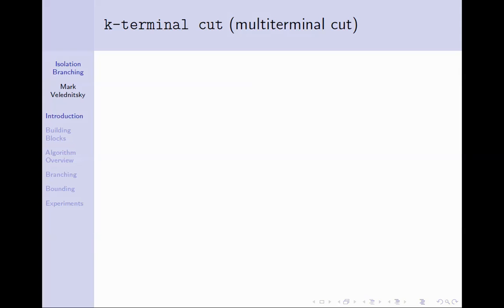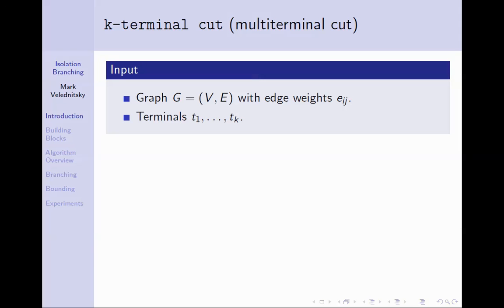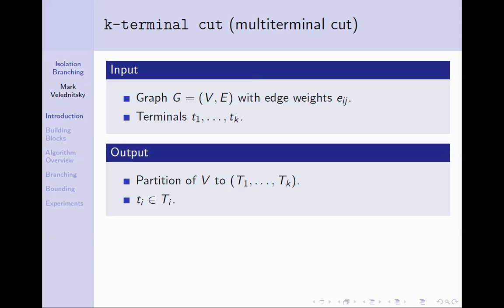It's also known as the multi-terminal cut problem, and in the problem, we are given as input a graph G with vertices V and edges E. The graph is undirected and has edge weights Eij. The terminals are a set of K nodes in the graph. As output, we would like to partition the set of vertices such that each terminal is in exactly one set in the partition.